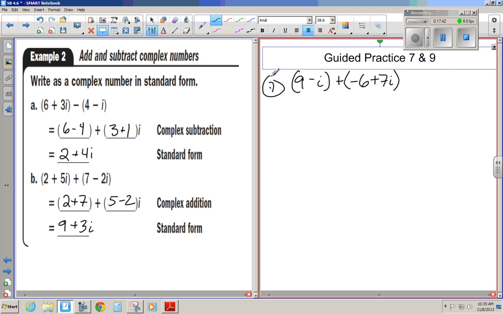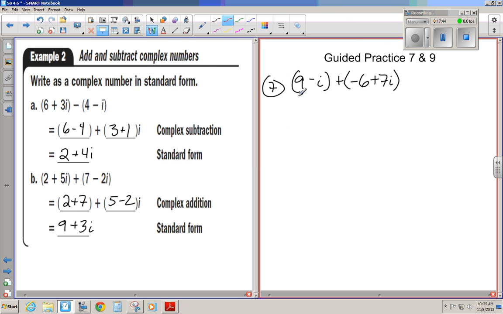Right. Adding the real parts. This is a real part. This is a real part. 9 minus 6, plus, that's an imaginary number. That's an imaginary. Negative i plus 7i. Or just look at them. 9 minus 6. Negative i with 7i. And that's pretty much how you do these. Look at it piece by piece, and you should not have any trouble.